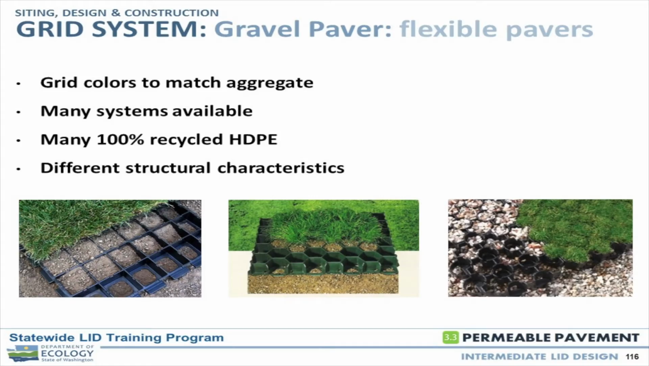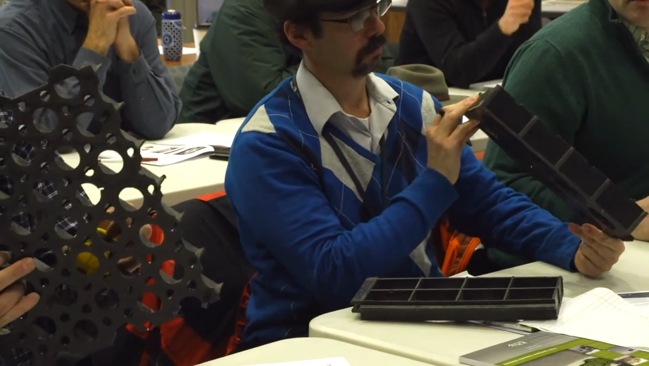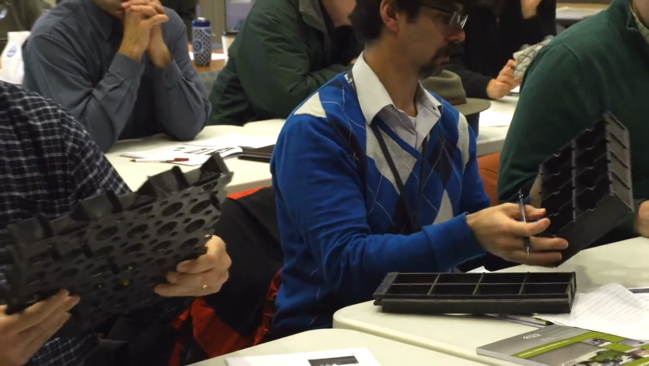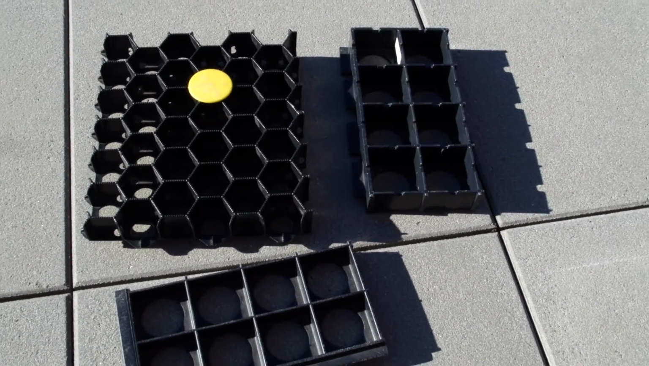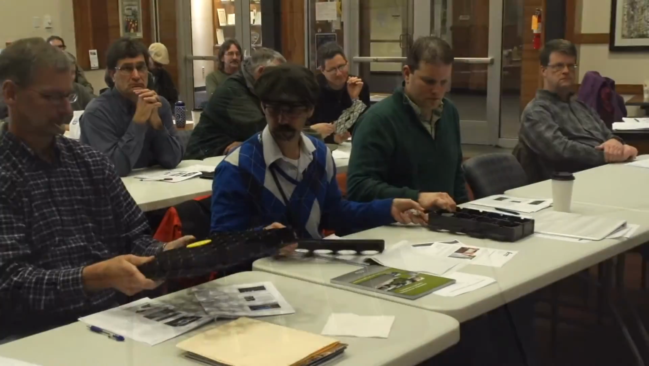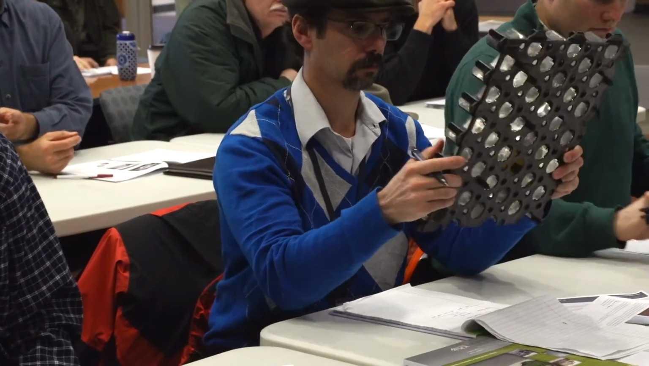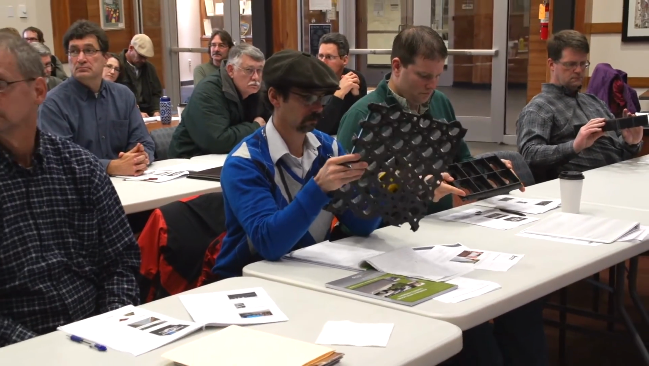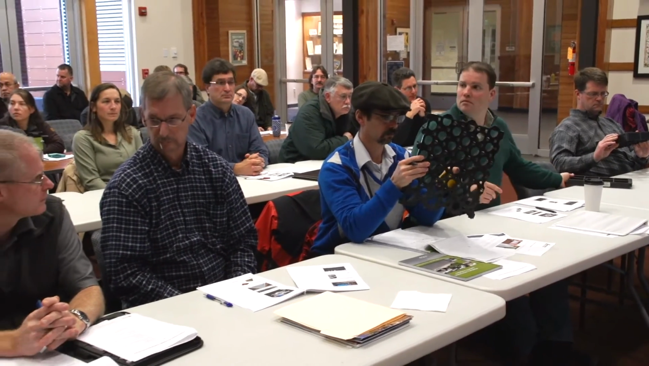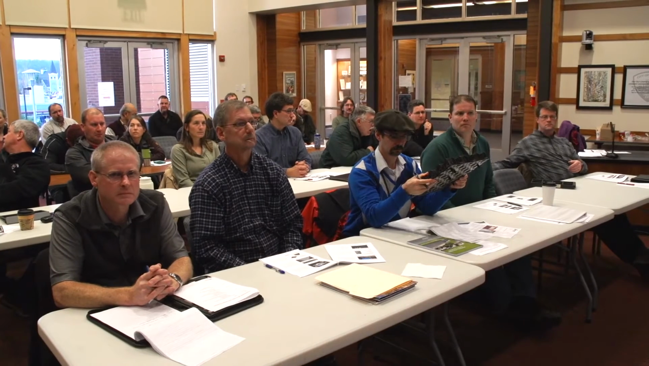Again, lots of different products. There's nuance to these systems, like grid colors to match the aggregate for aesthetics. Lots of different systems, as we've mentioned. Lots of these systems use recycled material, and they have different structural characteristics. You can imagine looking at that Invisible Structures versus that grassy paver. One's very rigid, the other is really flexible. The Invisible Structures comes in a big roll. Actually, I've seen pictures of people with that stuff on their back, hauling it into a trail somewhere. So lots of different structural characteristics and handling characteristics.